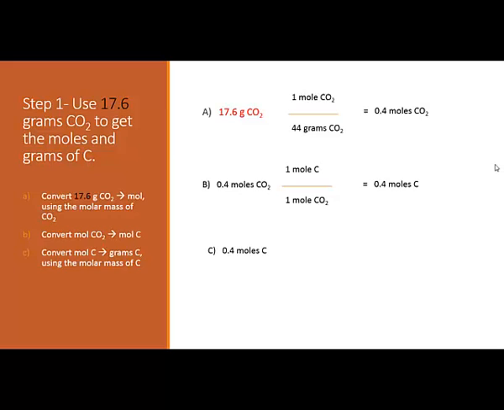Finally, to get the mass of carbon, we simply multiply our 0.4 moles by carbon's molar mass, which is 12. This gives us a carbon mass of 0.4 times 12, or 4.8 grams. Let's put this value aside for later. We'll be seeing it again in steps 3 and 4. For now, let's move on to hydrogen.